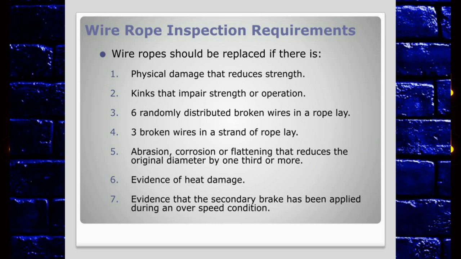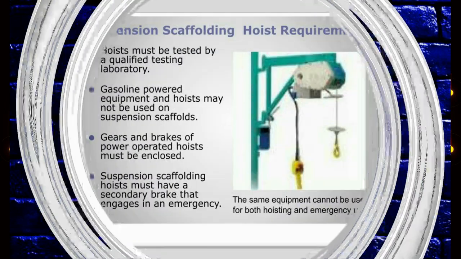Wire rope inspection requirements. Wire rope should be replaced if there is physical damage that reduces strength, kinks that impair strength or operation, 6 randomly distributed broken wires in a rope lay, 3 broken wires in a strand of rope lay, abrasion, corrosion, or flattening that reduces the original diameter by 1/3 or more, evidence of heat damage, evidence that the secondary brake has been applied during an overspeed condition.